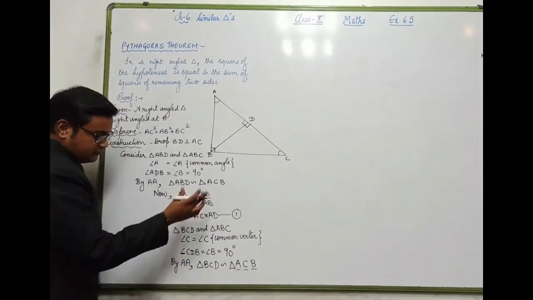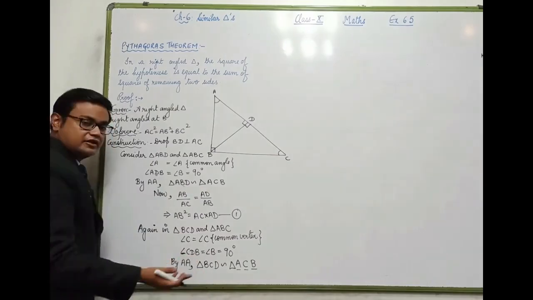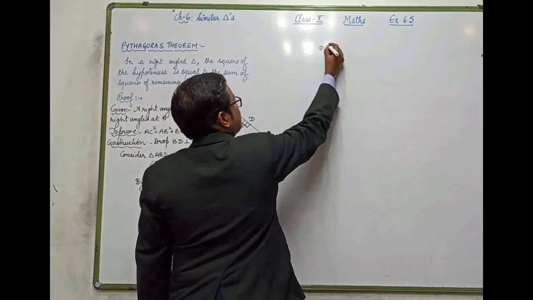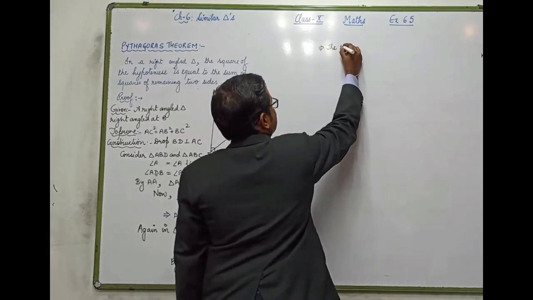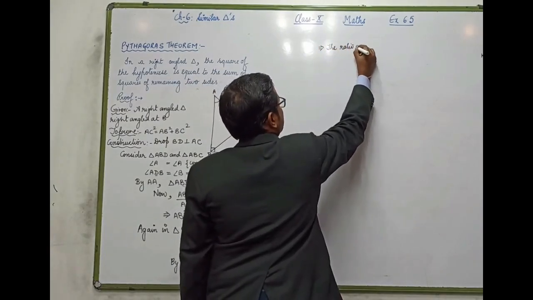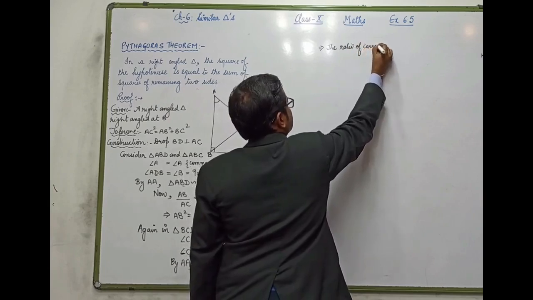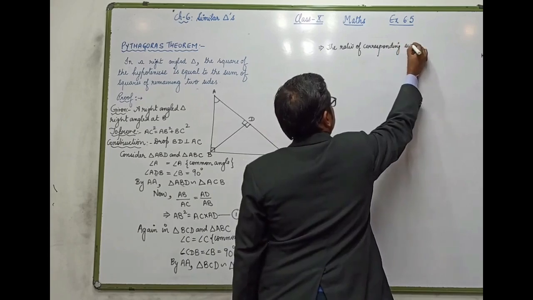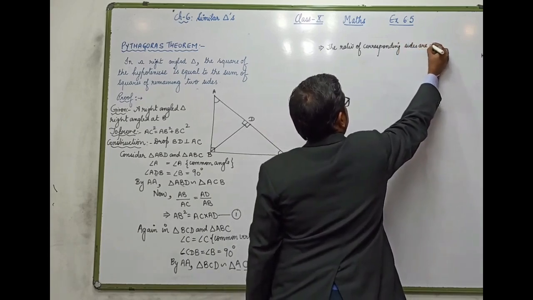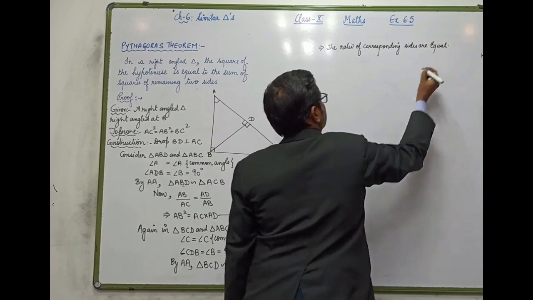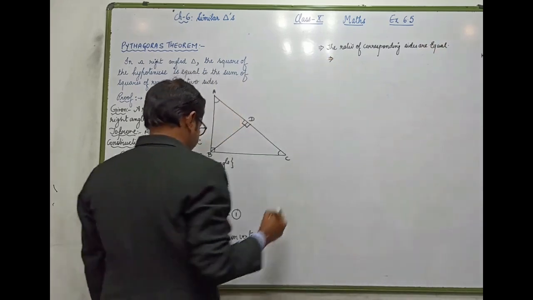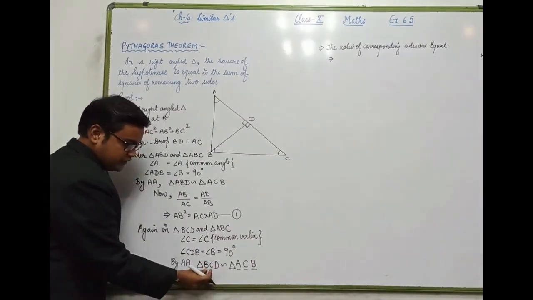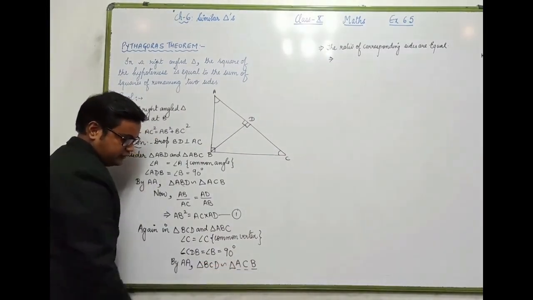Now we know that when the two triangles are similar, children, the ratio of the corresponding sides are equal. So I can say that the ratio of corresponding sides are equal. Thus I will write BC over AC, the first two letters, and here the first two letters, BC over AC.